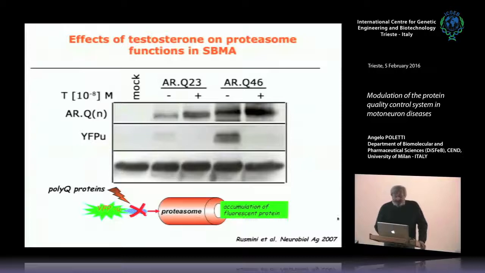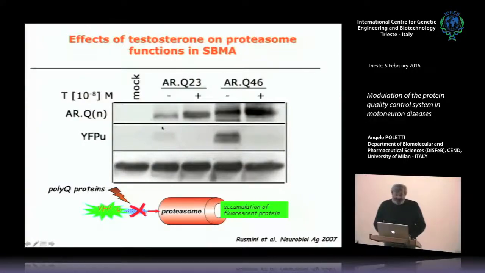We can do that by using a reporter protein like this one. This is a GFP protein to which a short degron was linked, a chimeric protein, and this drives the degradation of the GFPu, this protein, to the proteasome. If the proteasome works properly, you just remove the reporter. If the proteasome is saturated, in the condition that you want to test, the YFPu accumulates in the cells.